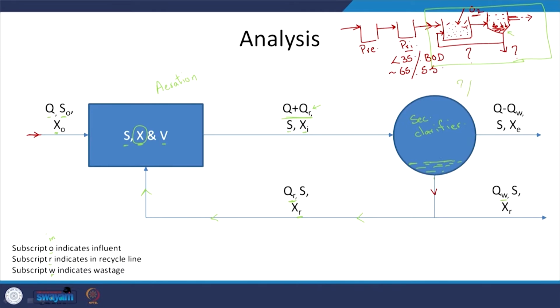Are we providing any oxygen here? No, we are not. First, turbulence will not meet the purpose. Whatever oxygen is required, we are providing that right here. So, there is no oxygen being provided out here.